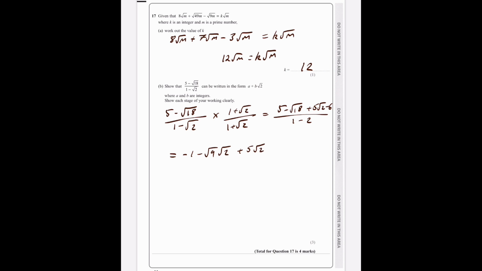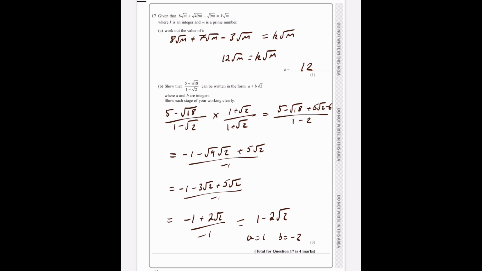For the root 18, I am clearly showing that root 18 is root 9 times root 2, and therefore that simplifies to 3 root 2. I cannot jump from root 18 to 3 root 2 because your calculator will do that and you won't have shown it carefully. The rest of it is fairly straightforward. You're collecting your root 2's and your non-root 2's, and then do a last minute cancellation with negatives, and we get 1 minus 2 root 2 for a fully correct answer. You can give A and B if you wish.